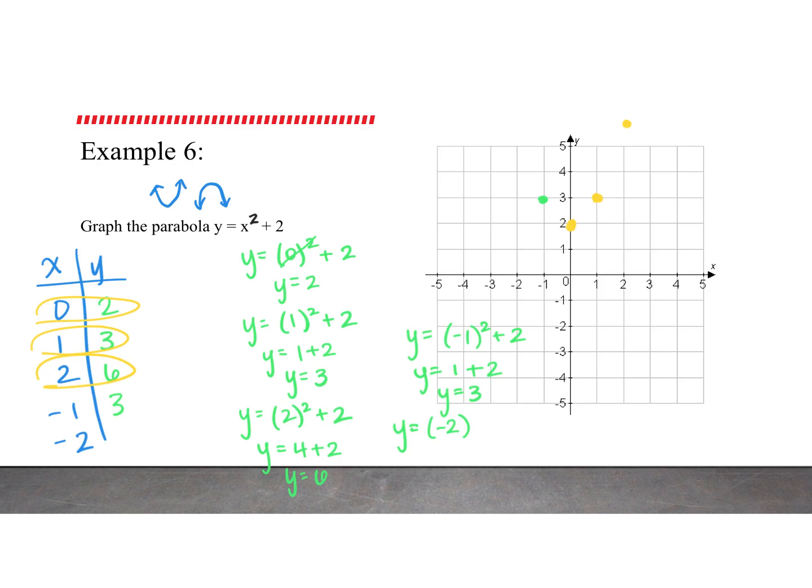Then let's plug in -2. -2 times itself gives us a +4. So we result with y equals 6 up here. And so if we do our best to connect those points, we get a parabola.